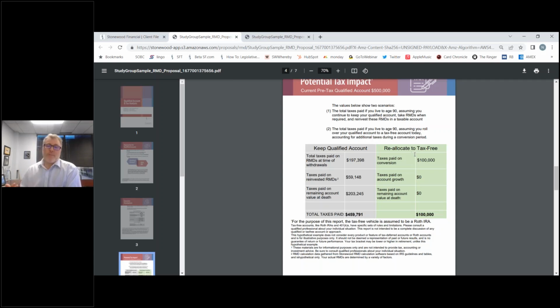But we heard feedback from many of you who said, well, can we just make that more of a general category? So we did. So the language on that now just says reallocate to tax-free. Now, for compliance purposes, we do have to reference that the Roth IRA is the vehicle we're assuming for this, and you'll see that down in the disclosure.